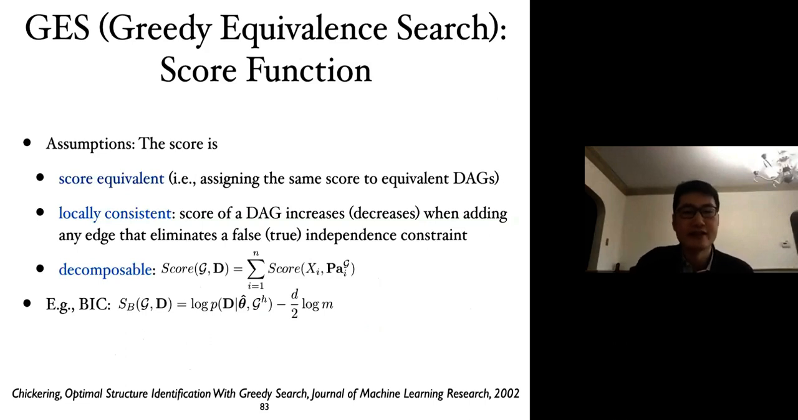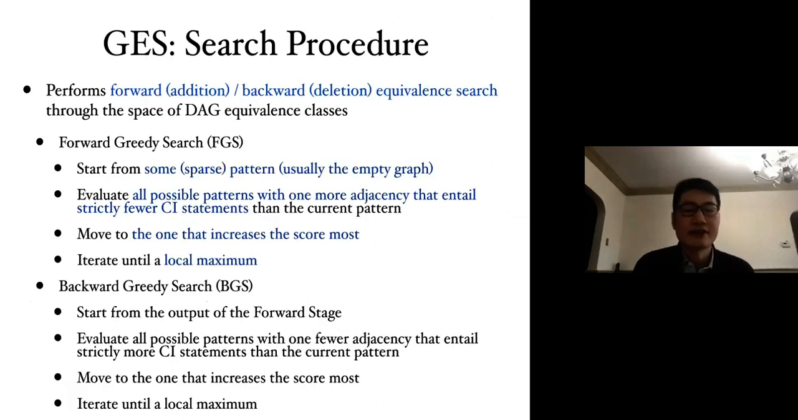So this is GES, greedy equivalence search. This score is assumed to follow some properties, which include score equivalent, locally consistent, and decomposable properties. And then you can use the BIC score for the search. Then it was shown that if you have enough data, finally the search procedure will give you the optimal solution. So it's asymptotically correct. The search procedure consists of two phases, which are the forward greedy search and backward greedy search.